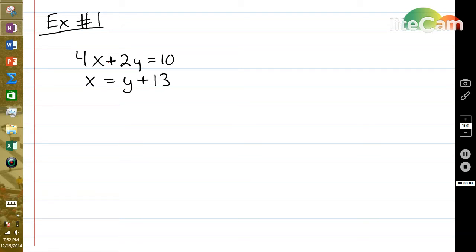In order to solve a system of equations using substitution, you will need one of the variables in one of the equations to be isolated or solved for. If it is not, then you must solve for one of the variables in one of the equations. In our first example, in our second equation, x is isolated, and it is equal to y plus 13. You'll notice that in the first equation we also have an x as well.